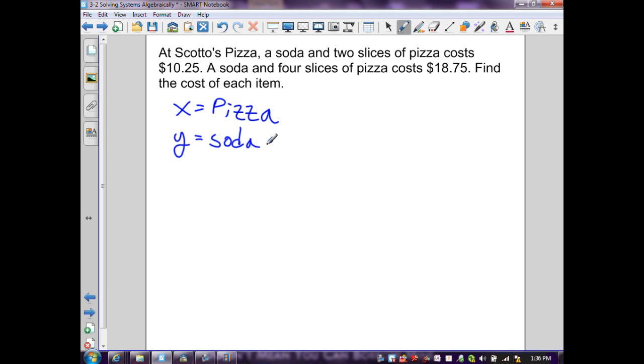Then I set up my two equations. I'm given a soda and 2 slices of pizza. Well, if I have 2 slices of pizza, that's 2x, and a soda plus y is equal to 10.25. Next, I'm given 4 slices of pizza, which is going to give me 4x, and a soda is again y, which equals 18.75.